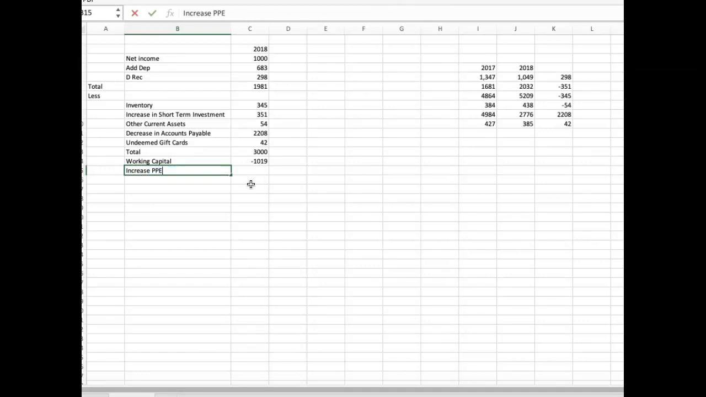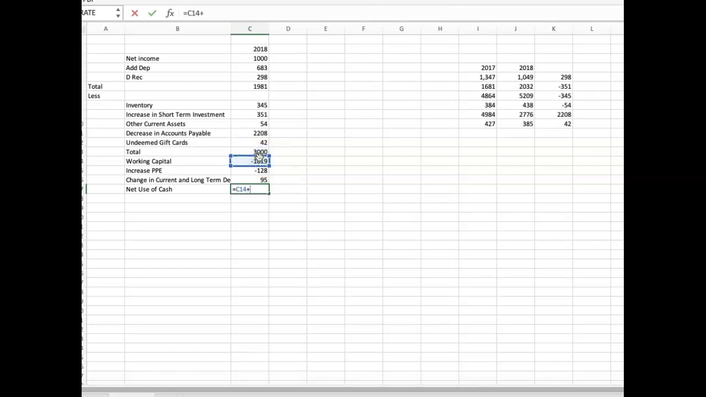We have to increase our property, plant, and equipment. So I'm just going to put PPE. Okay. That was actually a negative 128. We got to do our change in current and long-term debt. That is positive 95. Okay. And we have the net use of cash.